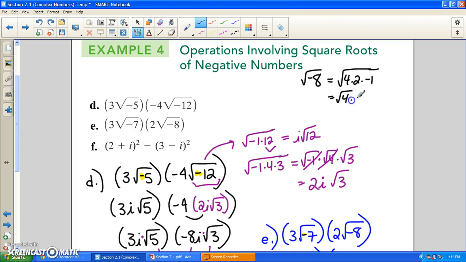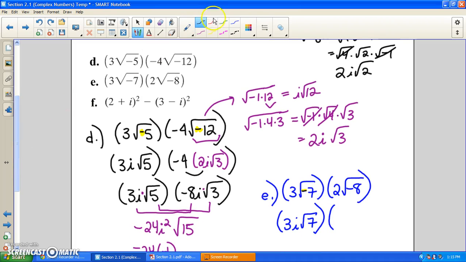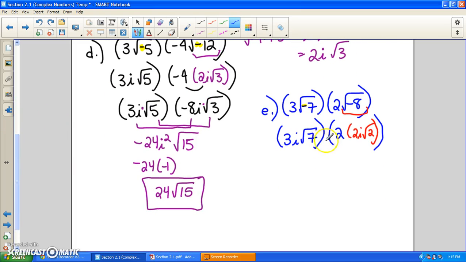And that's, again, breaking it down even further. You can break it down that way and see that the square root of 4 is 2, the square root of negative 1 is i, and you're left with a 2 under the radical. So instead of writing that as the square root of negative 8, we're going to say that's the same thing as 2i square root 2. We've got to simplify before we multiply on these.